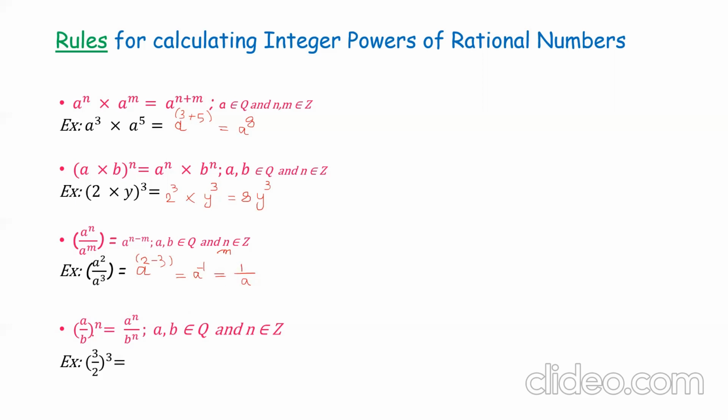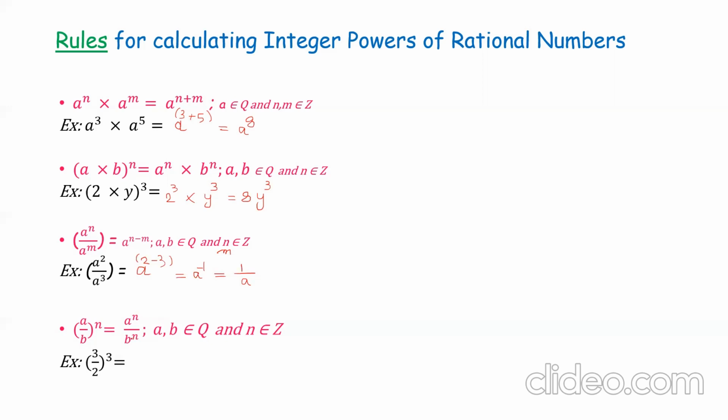Now we move on to the last rule, which is a over b raised to the power of n. In this case, we raise a to the power of n and we raise b to the power of n, to get a to the power of n over b to the power of n.